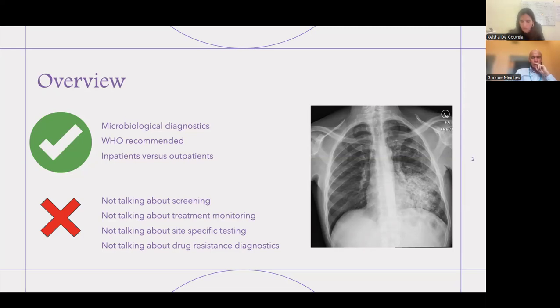What I'm specifically not talking about today is screening approaches or active case finding algorithms. That's a whole different topic on its own and is a step just before diagnostics. I'm also specifically not talking about treatment monitoring and drug resistance diagnostics. And then just to also highlight that I'm not speaking about site-specific diagnostics. So what I mean by that is if a patient perhaps has TB lymphadenitis or TB meningitis, we of course may do lymph node aspirates or lumbar punctures in those cases. But what I'm going to be focusing on today is the diagnostics that can be used irrespective of the site of disease in all patients presenting.